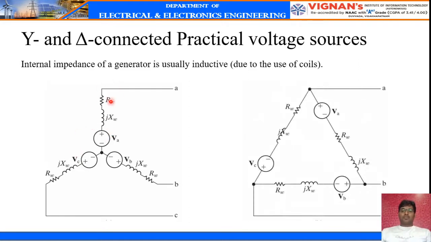Here you can see these three voltage sources, VA, VB and VC, connected in delta, and the internal impedance of these voltage sources, that means the practical sources, is represented here. These types of circuits will be very helpful for solving numericals where the internal impedance of the source is given and must be taken into account for the calculations.